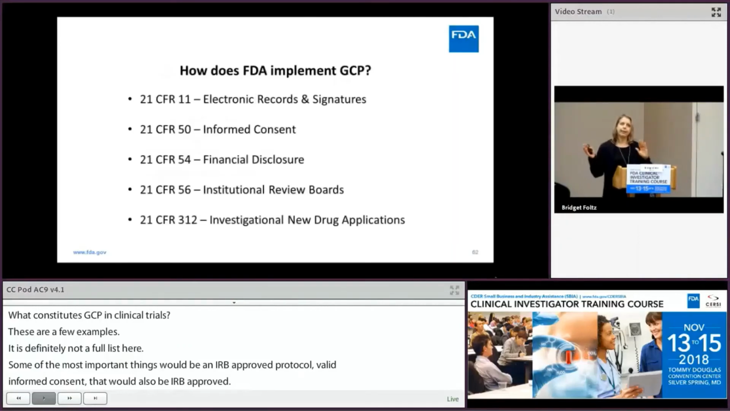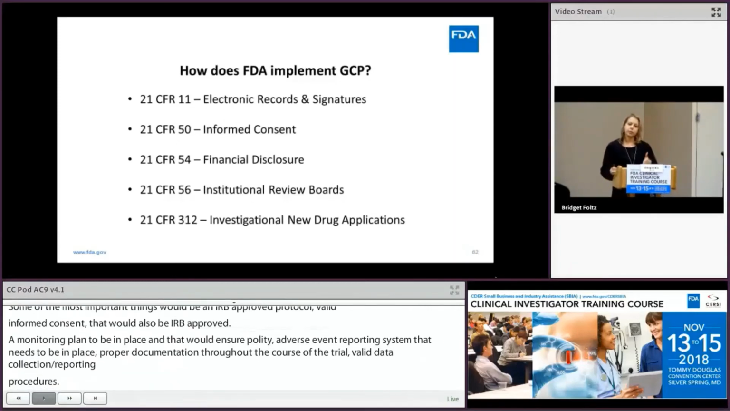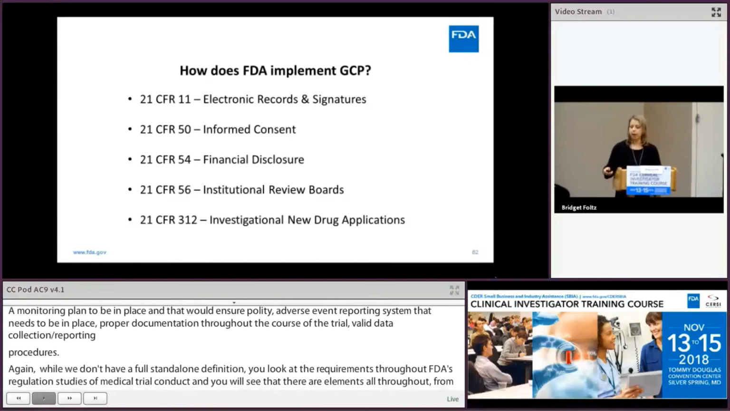Again, while we don't have a full standalone definition, if you look at the requirements throughout FDA's regulations that affect clinical trial conduct, you're going to see that there are GCP elements all throughout these, from recording requirements, reporting requirements, human subject protection requirements. They're all scattered throughout the regulations.